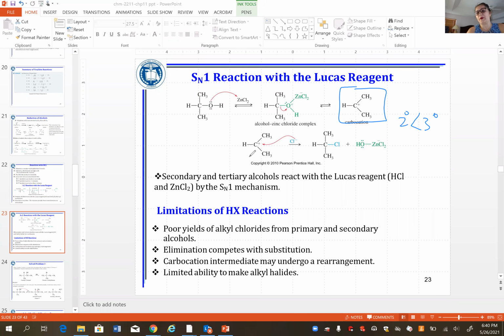Secondary, it takes up to 1 minute. And then primary, it takes a long time. It takes over 20 minutes, even if it happens. Sometimes you have to heat it up. So it's not going to be a fast reaction.